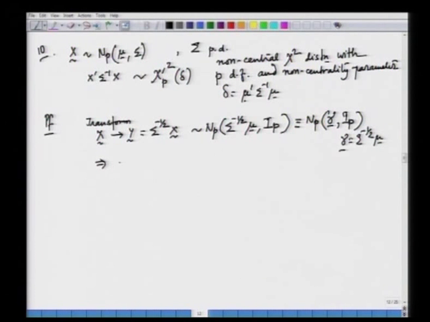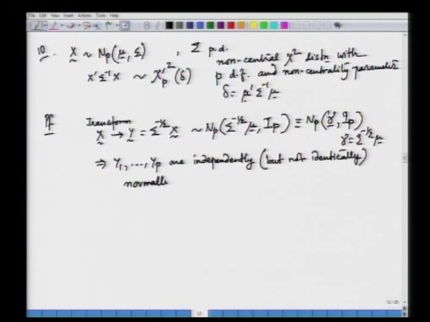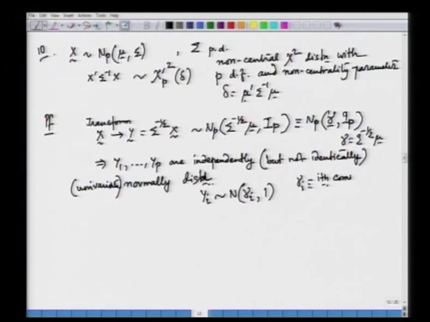Now, this implies that y1 to yp, which are the components of the y vector, are independently distributed, of course, because look at the covariance matrix that they share, that is I p. But they are not identically distributed, unless we put some extra restrictions on the mean vector, we cannot have the identical situation. So, these are independently but not identically normally distributed, and this is obviously the univariate normal distribution that we are talking of. In fact, any yi, the ith component, follows a normal distribution with mean gamma i and variance 1, where gamma i is nothing but the ith component of the gamma vector.